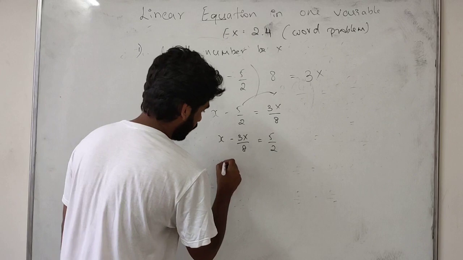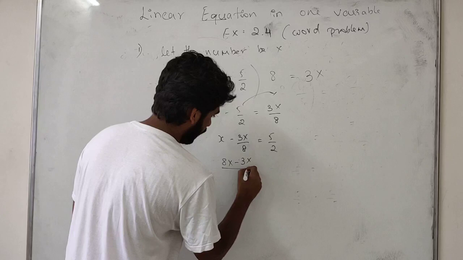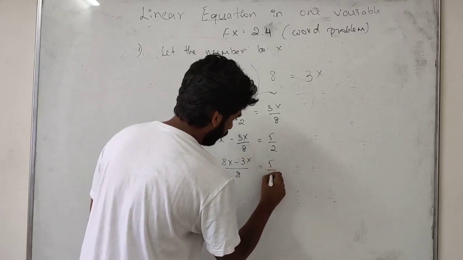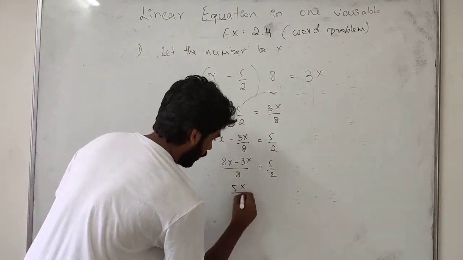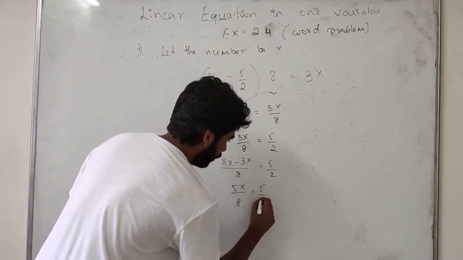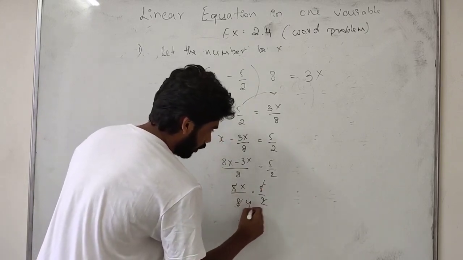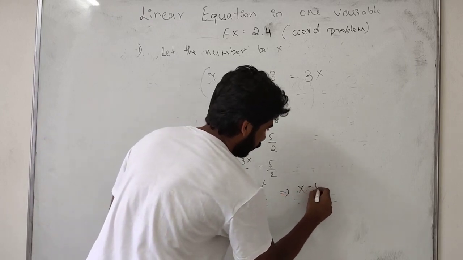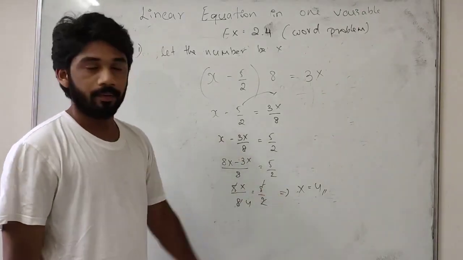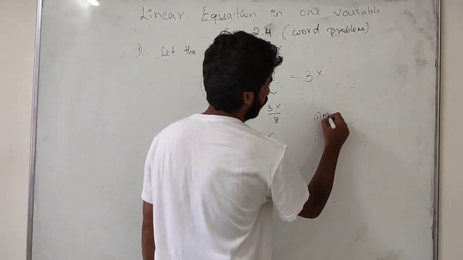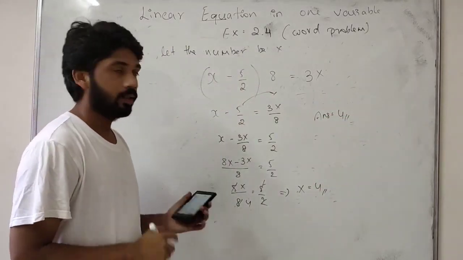Now I will take the LCM. Taking the LCM, we get 8x minus 3x by 8 is equal to 5 by 2. Now I get 5x by 8 is equal to 5 by 2. Now this 5 cancels. 2 ones are 2, 2 fours are 8. So here we will get x is equal to 4. So the number we are finding is 4.